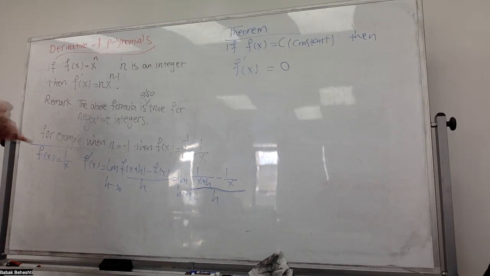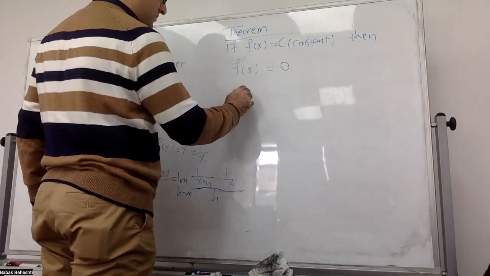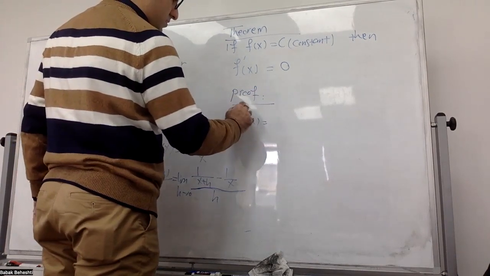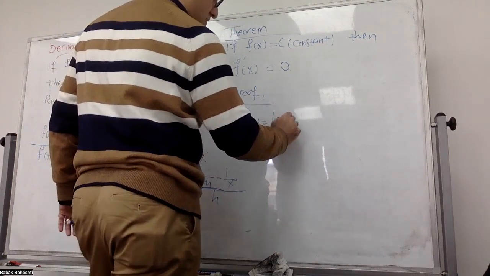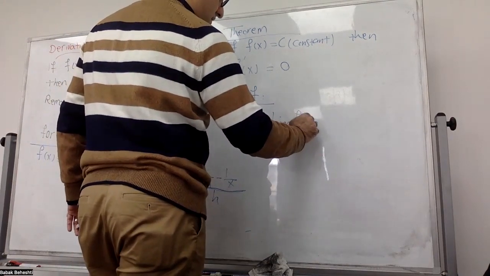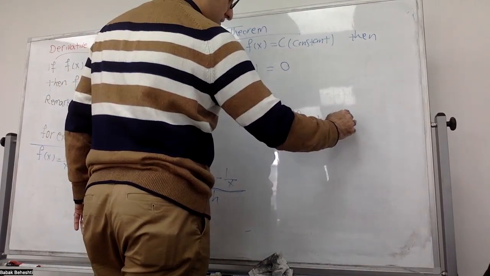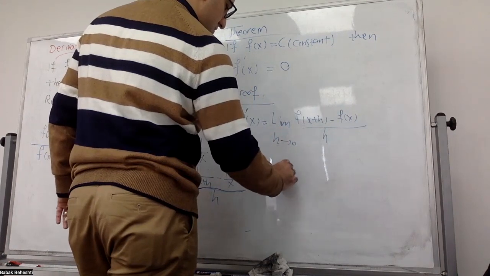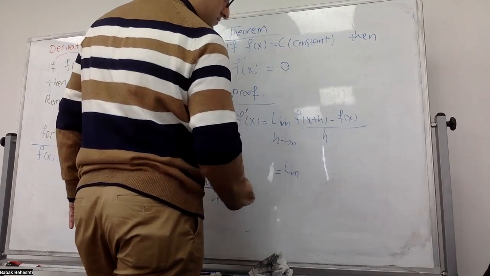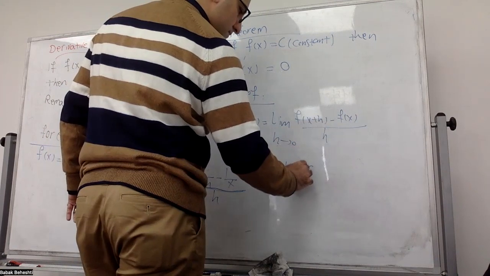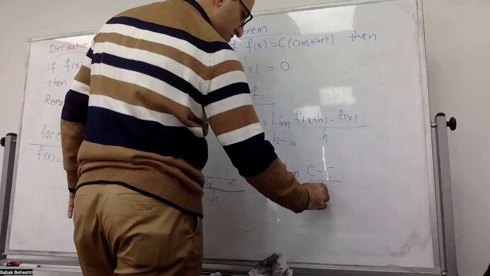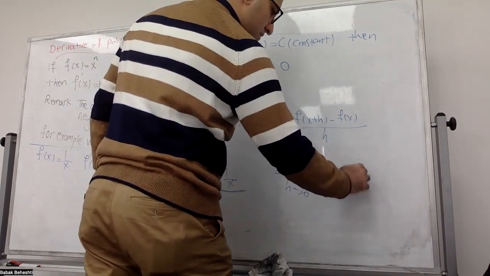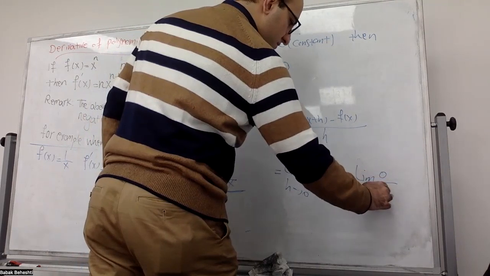And the reason, as I said, the proof is very easy. Because f prime of x is equal to the limit of f of x plus h minus f of x over h as h goes to 0, and this is the limit of c minus c over h as h goes to 0. This is the limit of 0 over h.